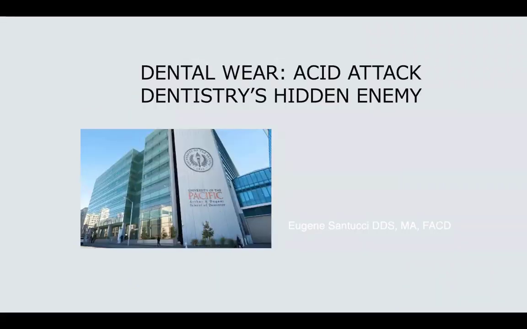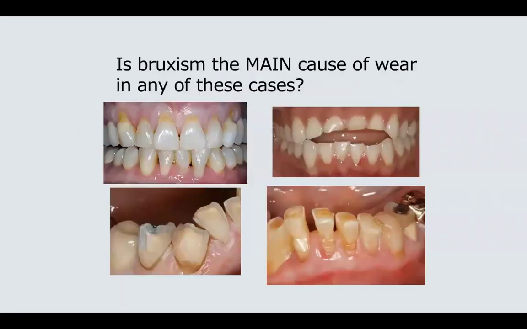Let's talk about wear and acid, which is very, very closely related to all of this. Is bruxism the main cause of wear in any of these cases? Looking at these, on the upper left there's more cervical breakdown than anything else. On the upper right, what kind of occlusion or bruxing problems or parafunctional habits cause that problem? We'll see this later on. But let's look at the lower ones, left and right, where there's all this excessive wear. Yes, parafunctional habits were involved, but are they the main cause of wear in any of these cases?